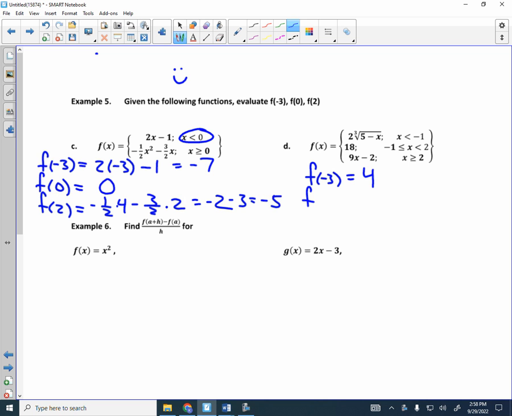F of 0. Top, middle, or bottom? Middle. It says 18. So there's nowhere to plug it in, is there? That just means it's always a value of 18. It's a horizontal line. It's y equals 18. It always has a height of 18. And where do you plug in 2? The bottom. 9 times 2 is 18, minus 2 is 16.